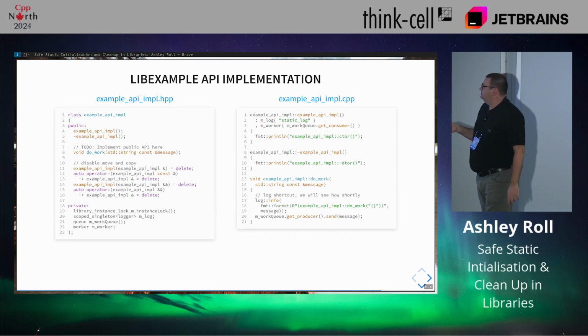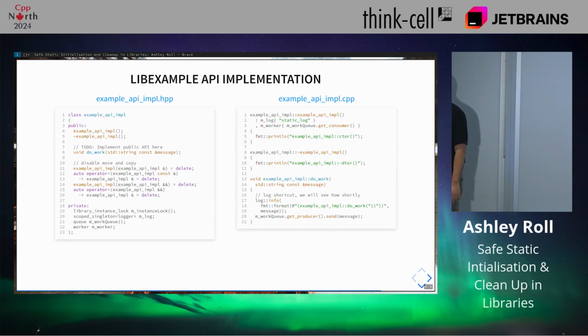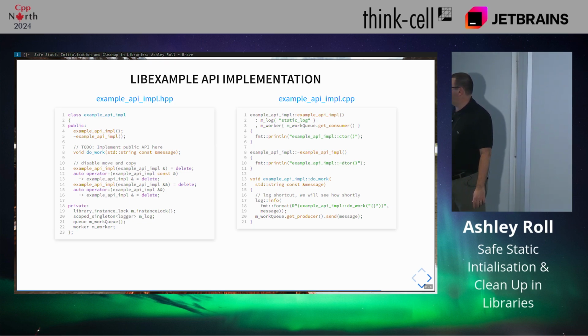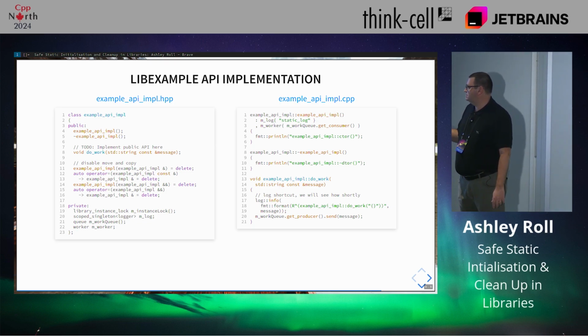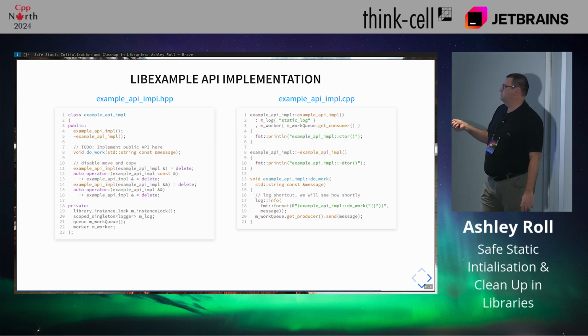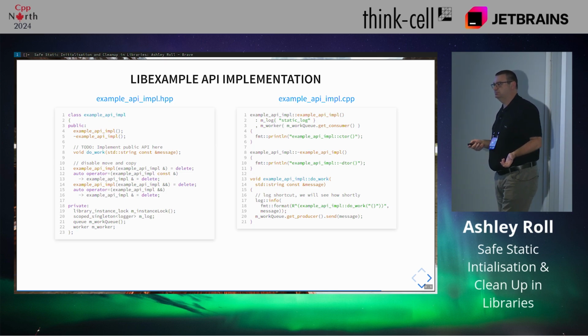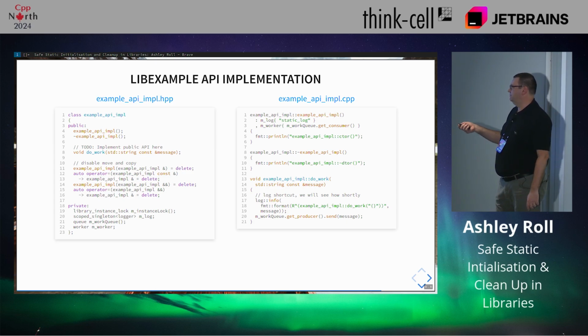So our implementation is where we start to see some detail. So again, constructor, destructor, implementation, move, copy, elision. And this is important to disable move and copy in this case because this object here is going to own our static storage duration objects. It's going to manage its lifetime, or you could have multiple ones.